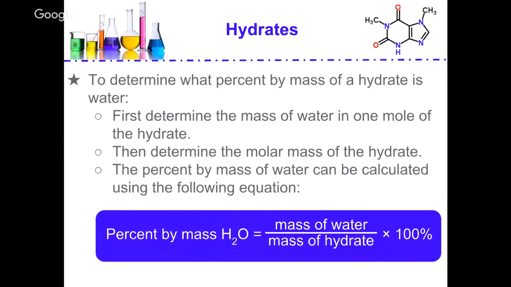Now let's talk about how we can determine the percent by mass of a hydrate. We're first going to determine the mass of water in 1 mole of the hydrate. Then we're going to determine the molar mass of the entire compound. Then we're going to take the mass of the water over the mass of the entire hydrate. And there's an equation on the bottom here that will help you sort that out.